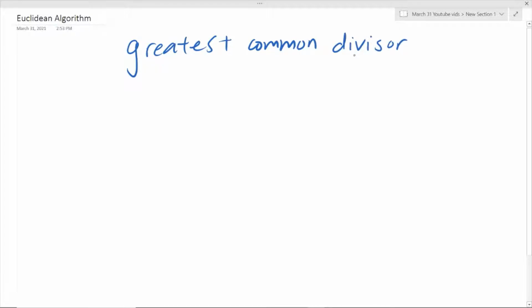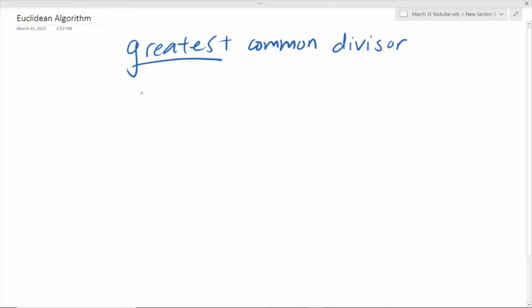Hey guys, today we're going to be talking about the Euclidean algorithm. The Euclidean algorithm helps us find the greatest common divisor of two numbers. First of all, what is the greatest common divisor? Well, the greatest common divisor is the divisor that goes into both numbers, and it's the greatest.